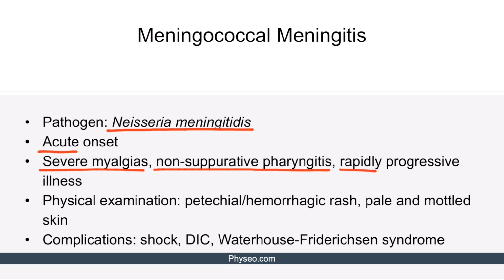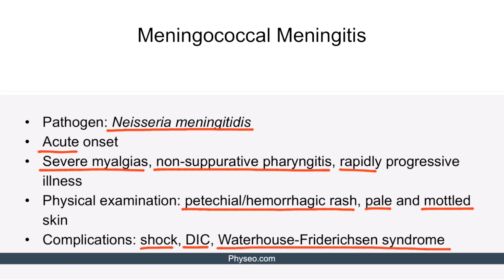Now, on physical exam, a petechial or hemorrhagic rash is characteristic. You can also see pale and mottled skin. So again, this is helping you distinguish meningococcal meningitis from other types. Now, what are some of the complications of meningococcal meningitis? Well, this can be shock, and that's possible with any type of meningitis. You can also get DIC and Waterhouse-Friderichsen syndrome.